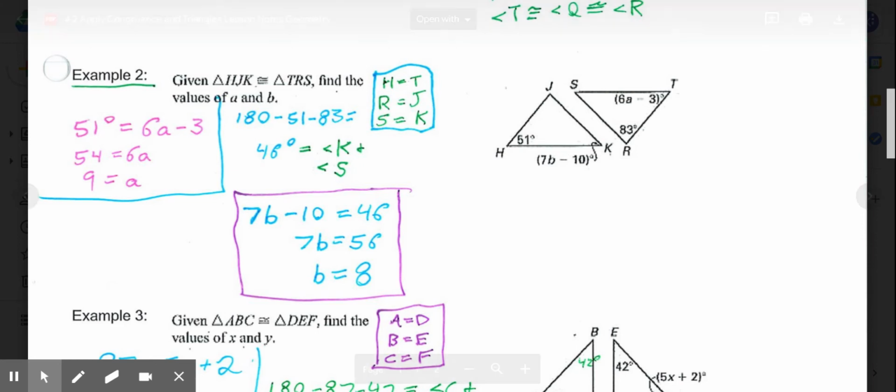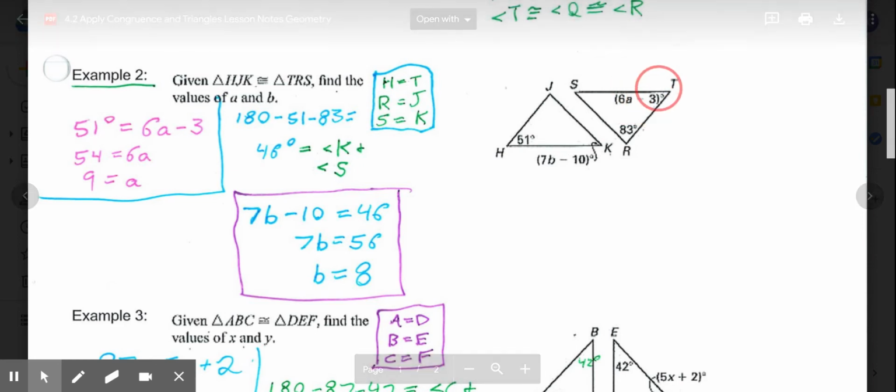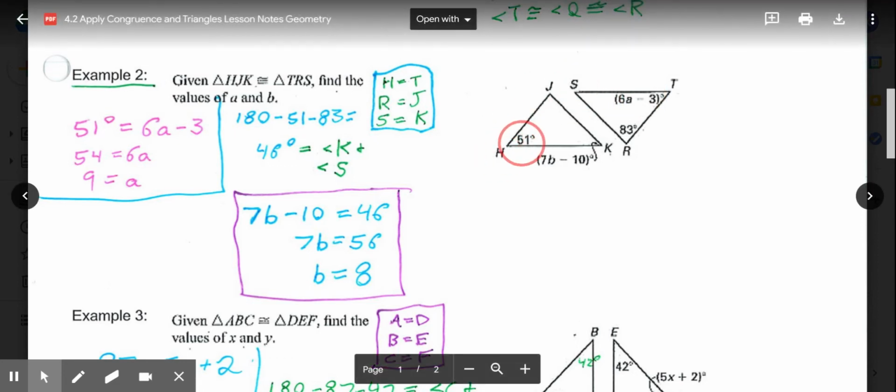So now find the values of A and B. A is part of angle T here. B is part of angle K. So let's start with figuring out A. So angle T, 6A minus 3, T matches up with H. So angle T has to equal 51 degrees. So 6A minus 3 equals 51. Add the 3, divide by 6, and A equals 9.